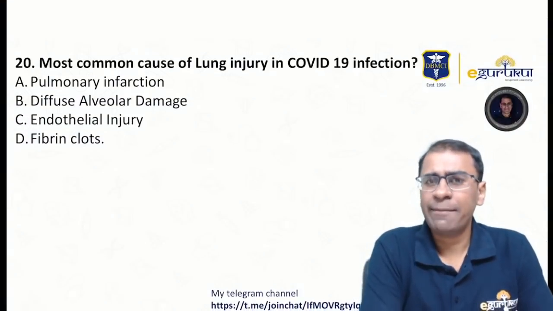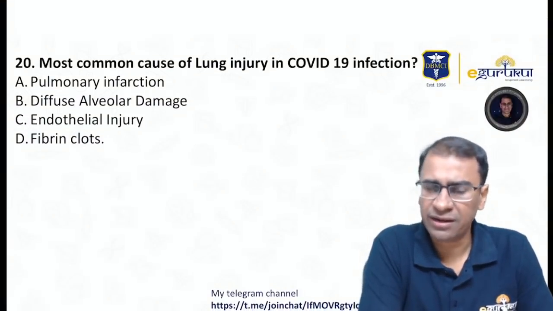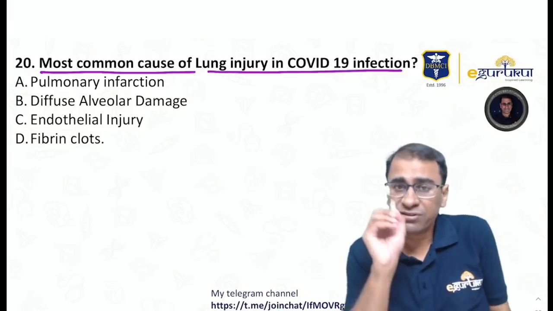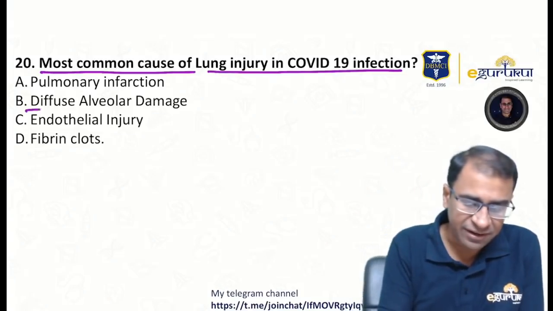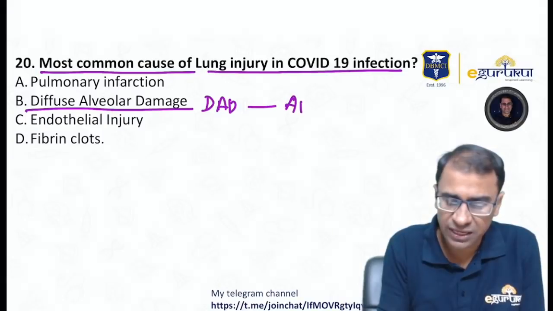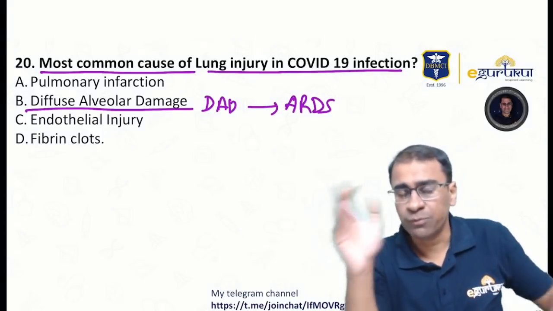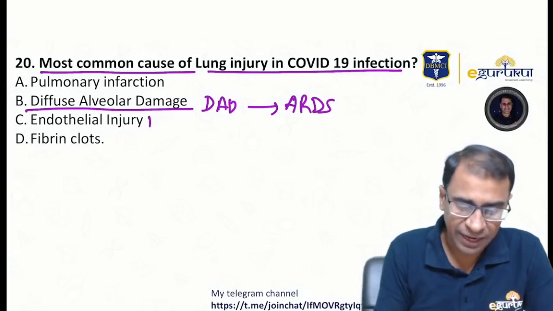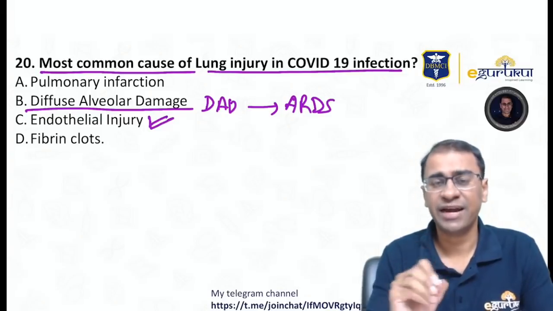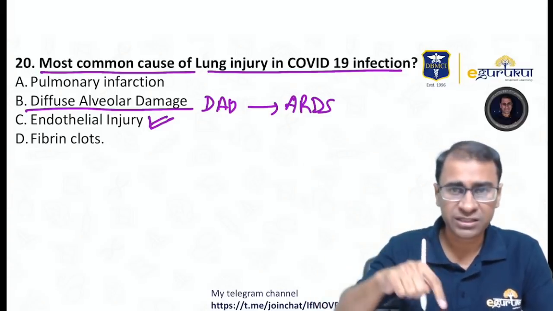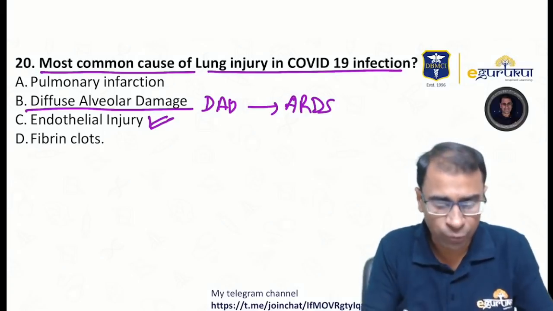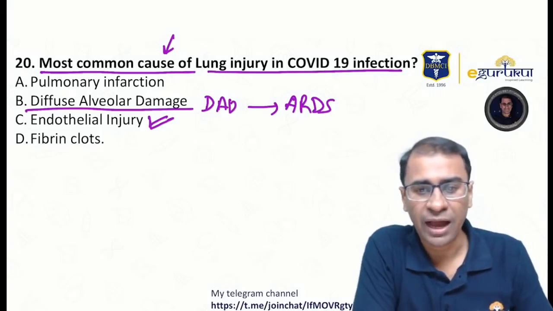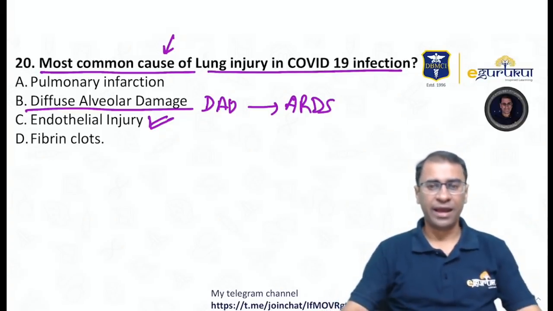Now this became a bit controversial because many students were giving a different thought on this question. Most common cause of lung injury in COVID-19. If it's asking you the most common cause of lung injury, it definitely is DAD, because this is causing ARDS. But if the question is the most common lung finding in a case of COVID-19, it would be endothelial injury. Please understand, endothelial injury is the one which starts it and is the most common finding. But if you are saying most common cause, the cause is definitely ARDS, which is actually diffuse alveolar damage. It is therefore diffuse alveolar damage.